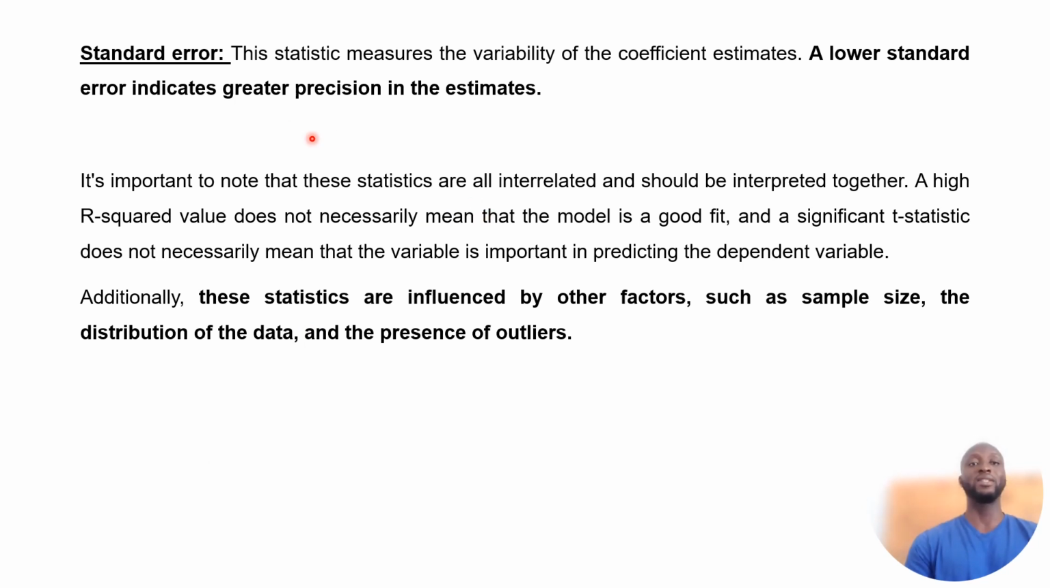Okay, now let's move on to the last important note. That is the standard error. These statistics measure the variability of the coefficient estimate. So like I said, a lower standard error indicates greater precision in our estimate. So you want to always have a lower standard error. You don't want to have an error that overshadows your whole model. So the lower it is, the better your model is. All these statistics are influenced by factors such as the sample size, the distribution of the data, and the presence of outliers.